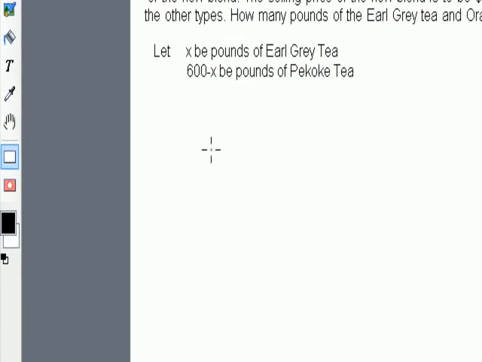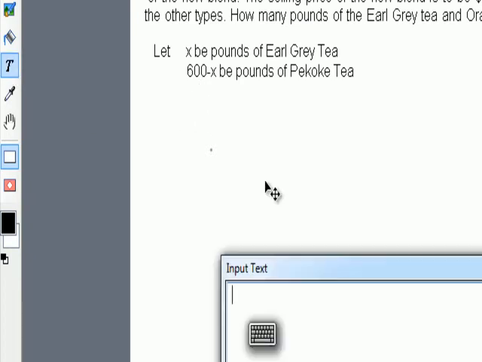I'm going to do this again this way. Let me use a text box so you can read it a little better. We know it's 5X, because that's $5 times X pounds, plus $3 times 600 minus X pounds, equals how much the mixture is going to be? $3.50 for how many pounds? 600 pounds, because you know you're going to have 600 pounds when you finish.